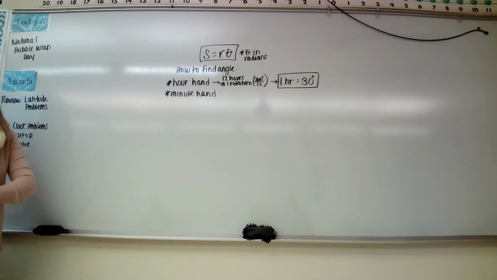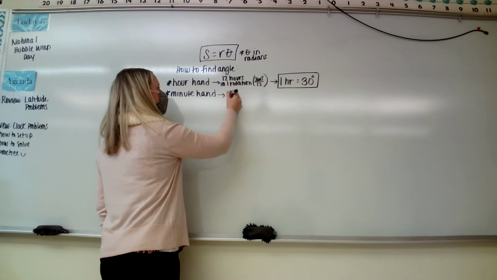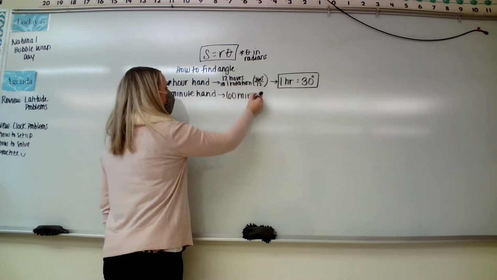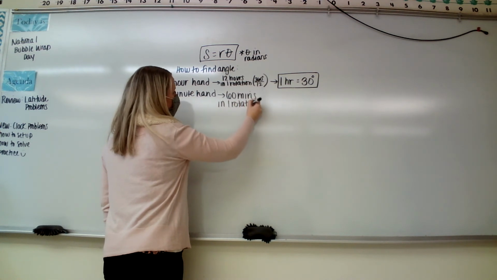The minute hand is the same idea, but when we think about one rotation around, there's more than 12 minutes. One rotation around is 60 minutes. So there are 60 minutes in one rotation around.